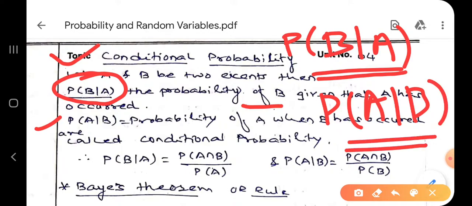Means out of these two, we know that one has occurred, and depending on that first one, we have to find the probability of the second.